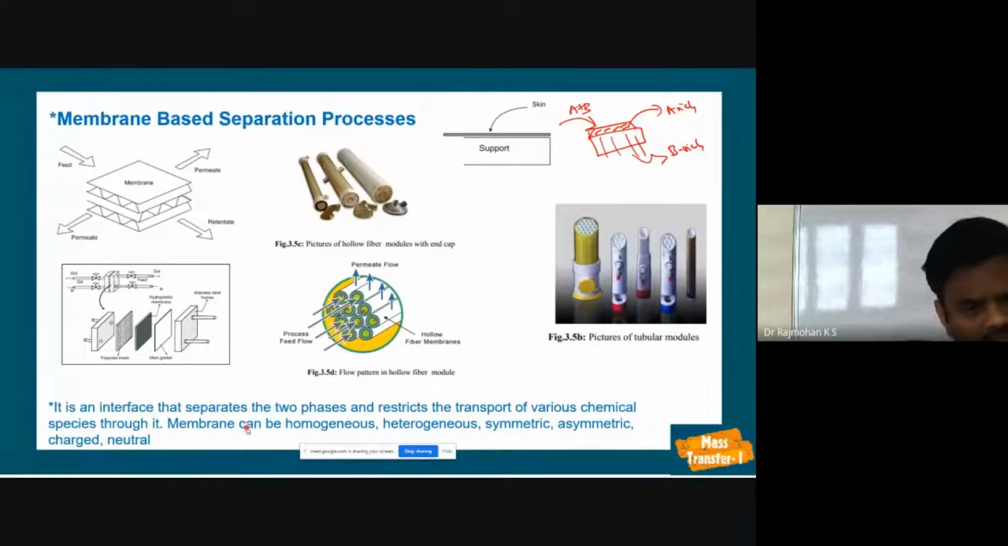This membrane can be a homogeneous membrane, heterogeneous membrane, symmetric membrane, or asymmetric membrane. So various types of membranes are available. Like we have the plate and frame filter type model. This is most widely used in large scale applications. So there the flow through pores is significant. And for water filtration, we have the flow pattern in hollow fiber models. This is for small scale applications like domestic water, potable water purification.